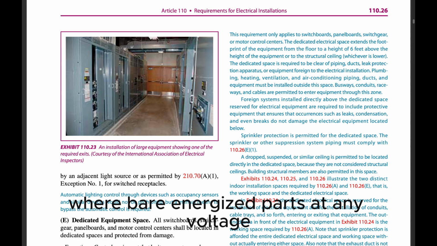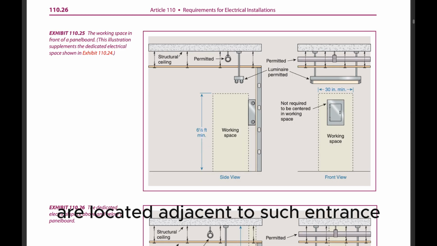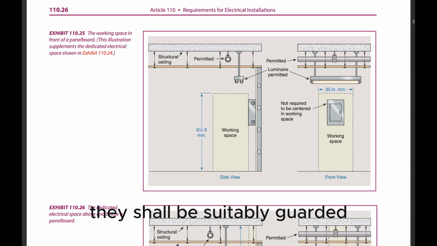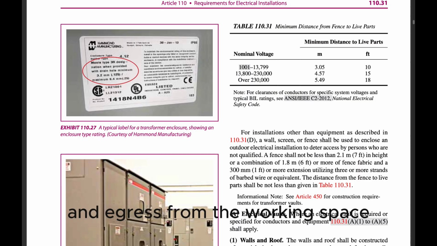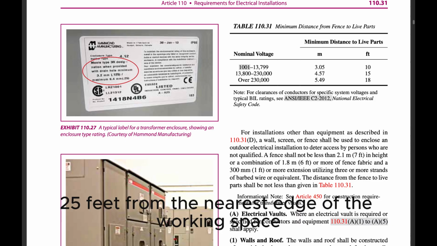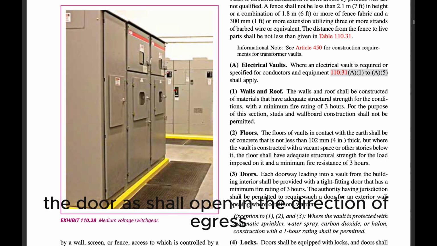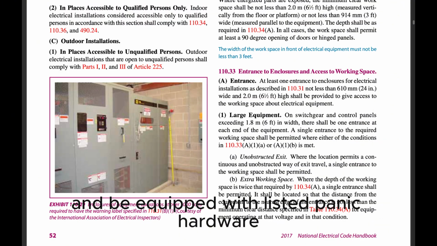3. Guarding. Where bare energized parts at any voltage or insulated energized parts above 1000 volts, nominal, are located adjacent to such entrance, they shall be suitably guarded. 4. Personnel doors. Where there is a personnel door intended for entrance to and egress from the working space less than 7.6 meters (25 feet) from the nearest edge of the working space, the door shall open in the direction of egress and be equipped with listed panic hardware.